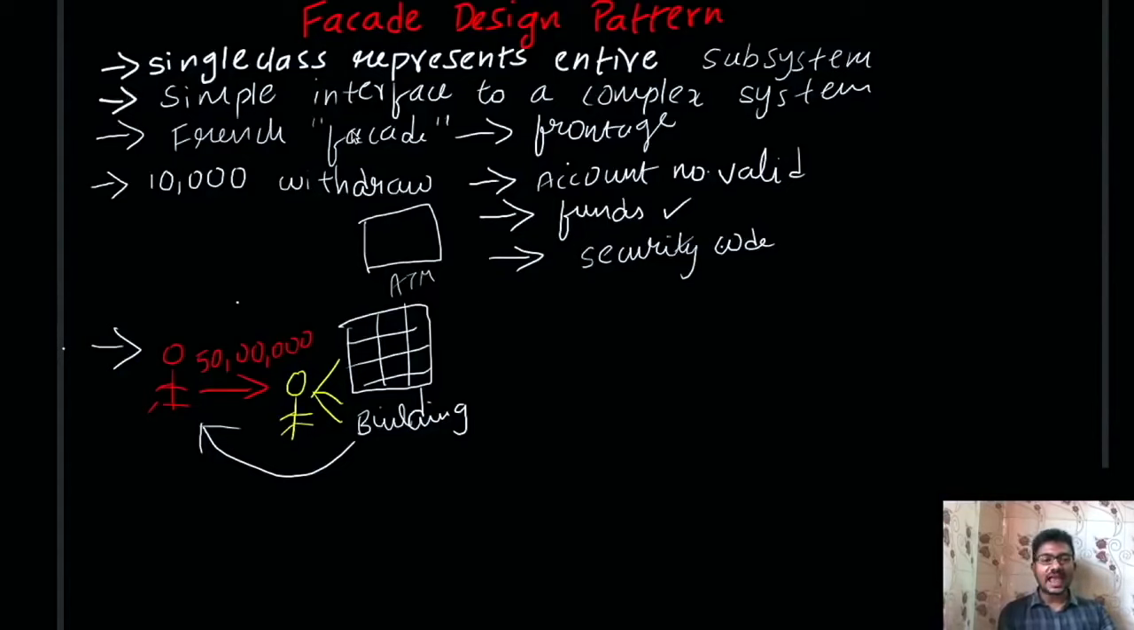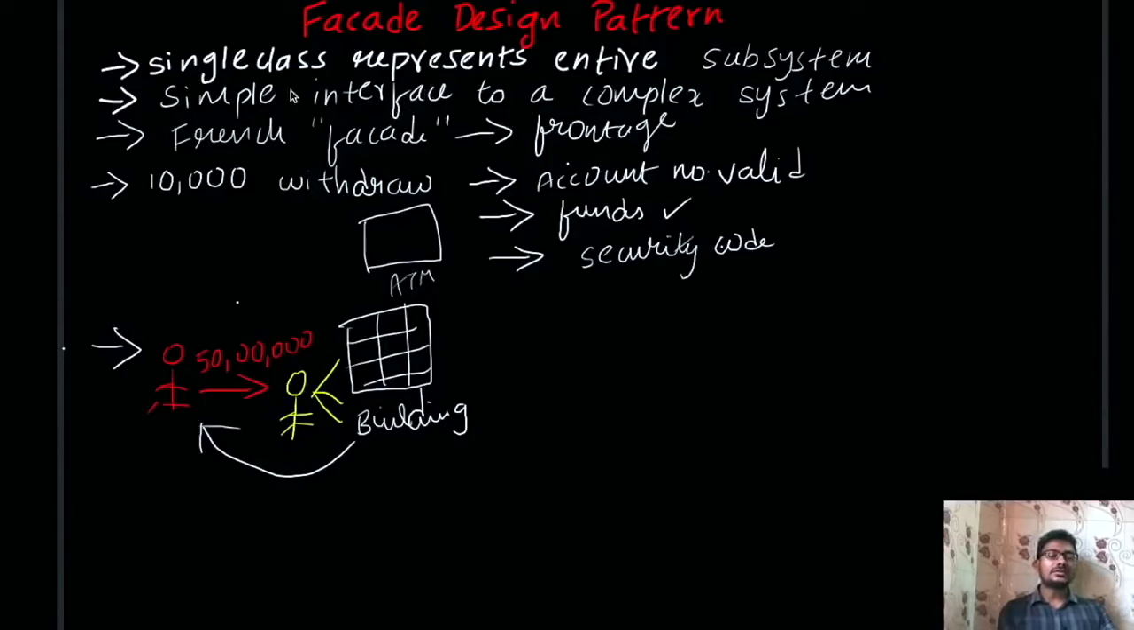So first, what is a facade? In French, facade means frontage. So whatever you see is called the facade. The main motto behind the facade design pattern is a simple interface to a complex system. The system can be complex, but you need a simple interface to operate the operations.